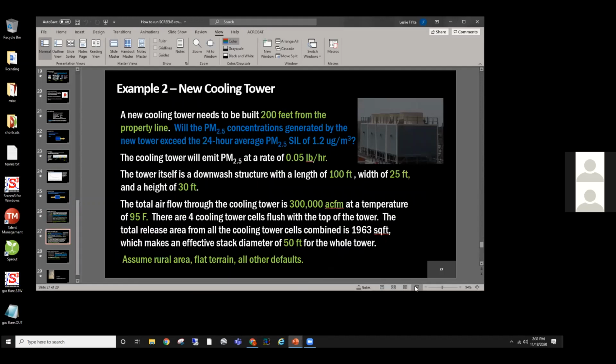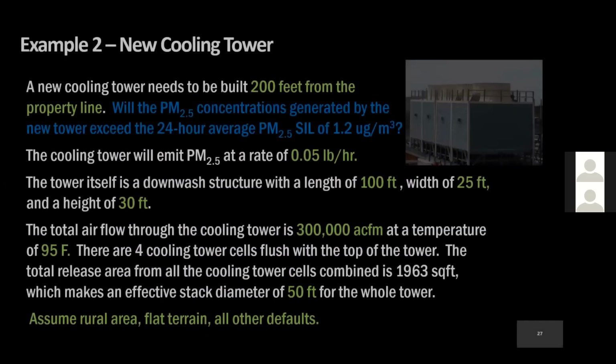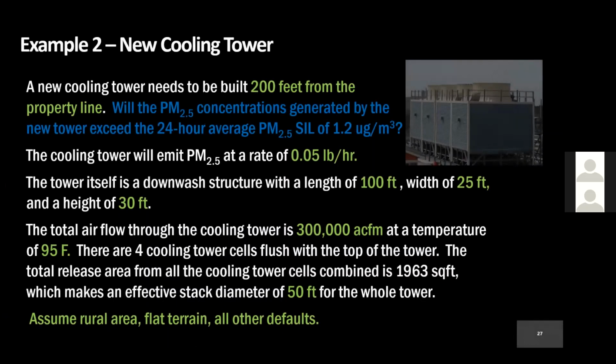I'm going to go ahead and go on to the next example. Example number 2 I have is for a new cooling tower. So we're going to say a new cooling tower needs to be built 200 feet from the property line. Question: will the PM2.5 concentrations generated by the new tower exceed the 24-hour average PM2.5 SIL of 1.2 micrograms per cubic meter? The cooling tower will emit PM2.5 at a rate of 0.05 pounds per hour.